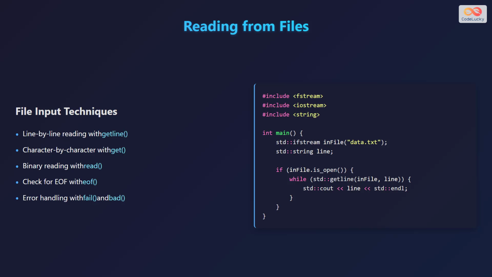Now check the code. Here we include the fstream, iostream, and string libraries. We create an ifstream object named infile to read from the file named data.txt. The program reads the file line by line using a while loop and the getline function. Each line is then outputted to the console.